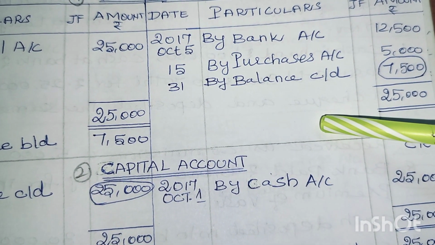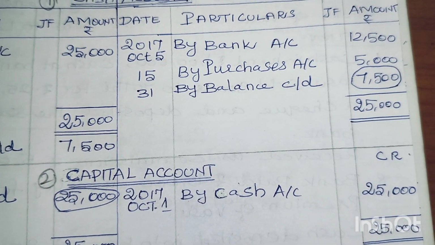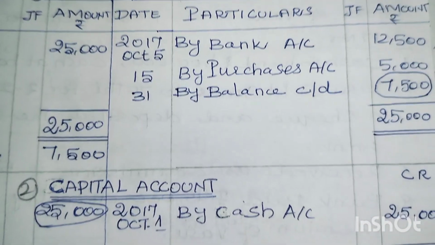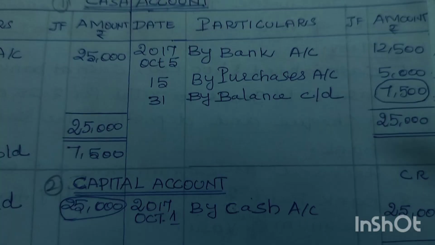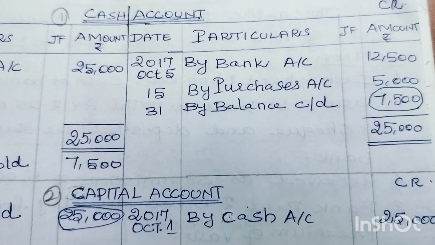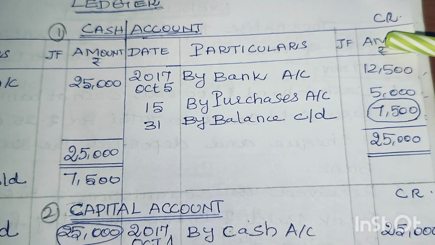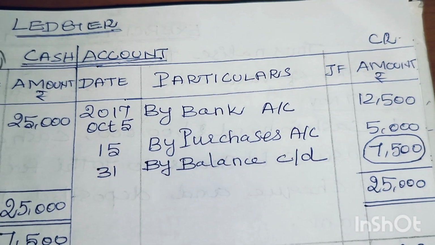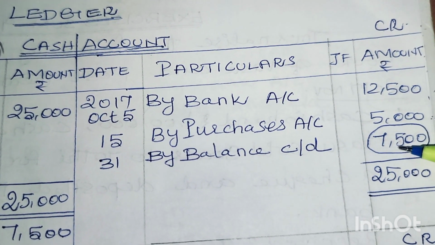Then what we do? We have to find which side has the lesser value. Credit side has the lesser value. How much rupees? 12,500 plus 5,000 rupees. Totally we have 17,500 rupees, right? Now we enter the difference, 7,500, on the lesser value side.